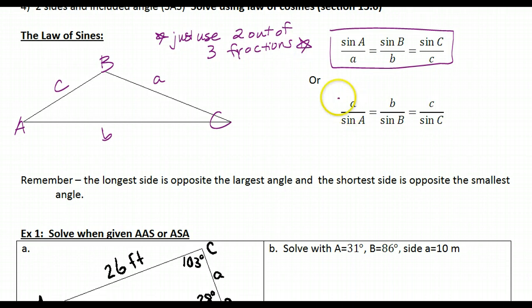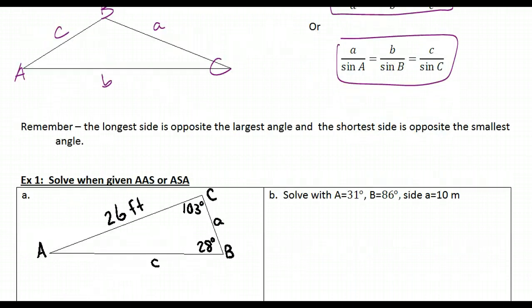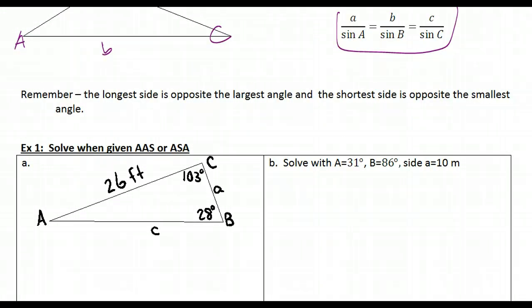One thing that's really key here is that the longest side of the triangle is always opposite the largest angle. The shortest side is always opposite the smallest angle. So you can kind of check your work, because you can always ask yourself, did my longest side end up across from my longest angle, and did my shortest side end up across from my shortest angle? So that's a way you can just check your work to see if you did it correctly. I'm going to say more about that in a little bit.